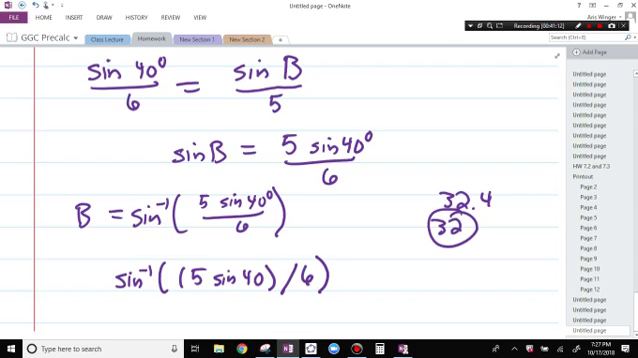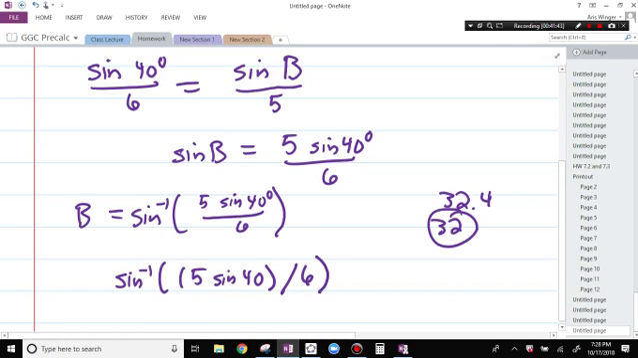I was told that was 32 degrees. That's less than 40, and it better be, because 5 is less than 6, right? The size of the angle goes with the size of the side, right? So if that fits, it's usually almost guaranteed to be right. Again, if you had gotten 48 degrees, you know that you're wrong. The angle has to be smaller because the side opposite is smaller. Excellent.